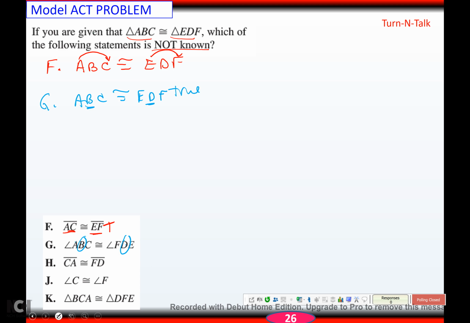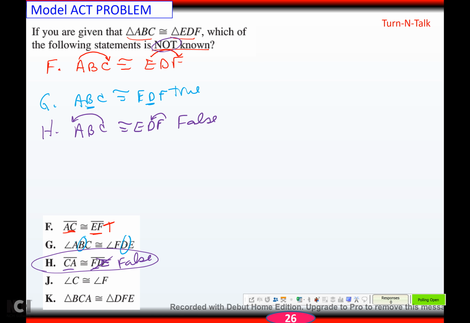Okay, H says, write it again, ABC congruent to EDF. H says that CA, which would be third to first, is congruent to FD. Well, that's third to second, so that's false. This would have to be FE to be true. So this is false, and that would be the one that's not known, so I could stop here. I don't need to keep going.